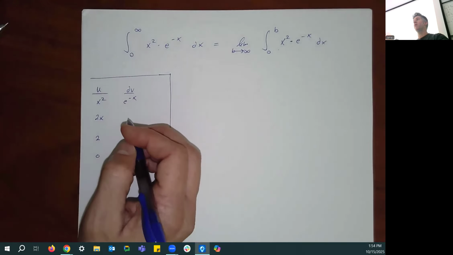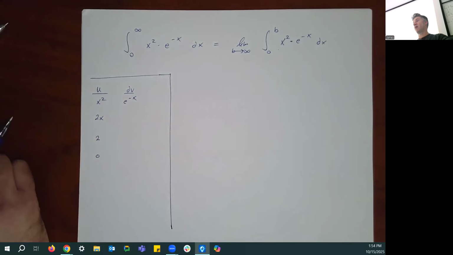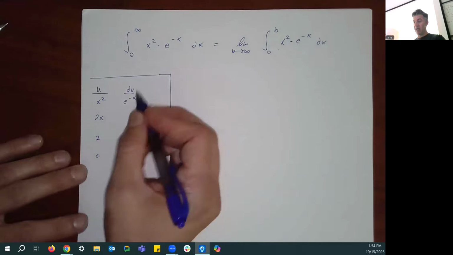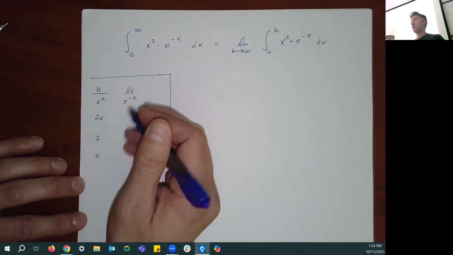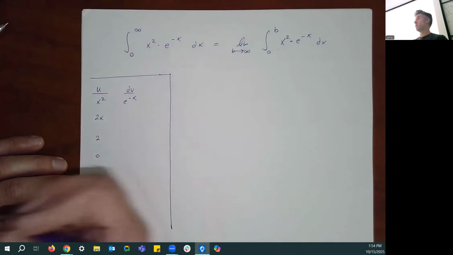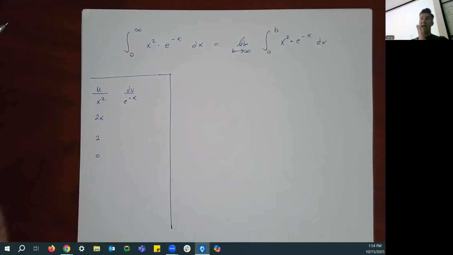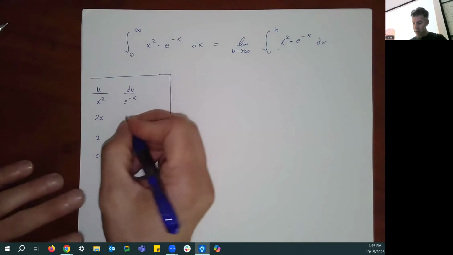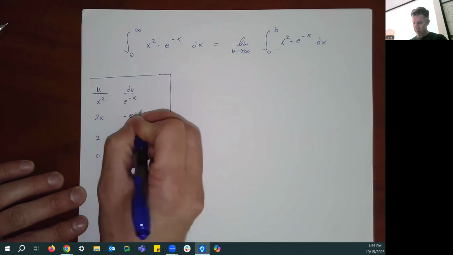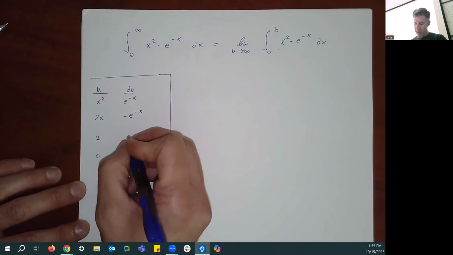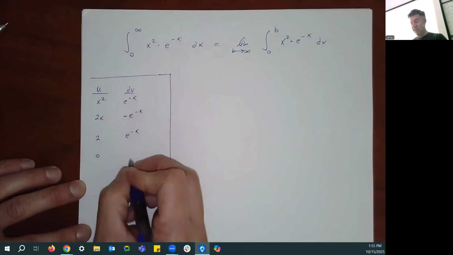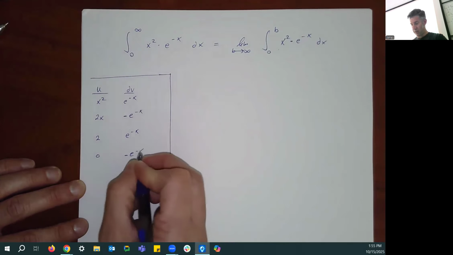I will point out here, the antiderivative of e to the negative x happens to be the same as the derivative of e to the negative x. It's e to the negative x divided by -1, which is the same as e to the negative x multiplied by -1. So just be aware, we're anti-differentiating. It just happens to be the same as the derivative. So the antiderivative is negative e to the negative x. The antiderivative of that is positive e to the negative x. The antiderivative of that is negative e to the negative x.